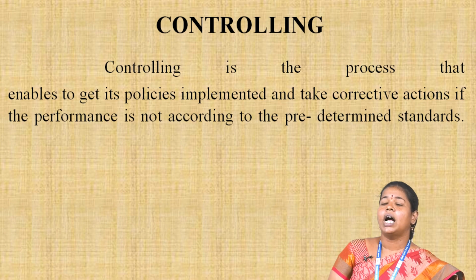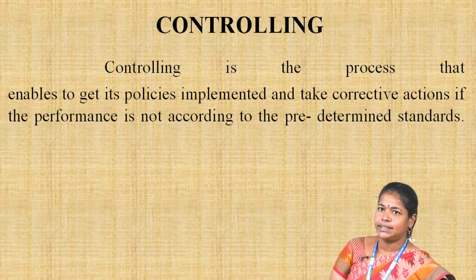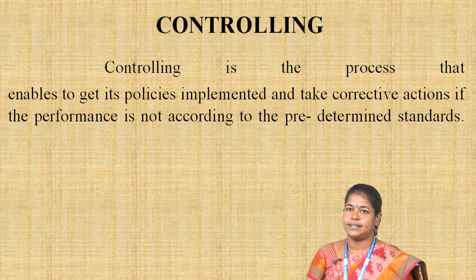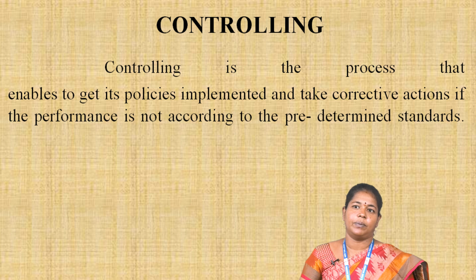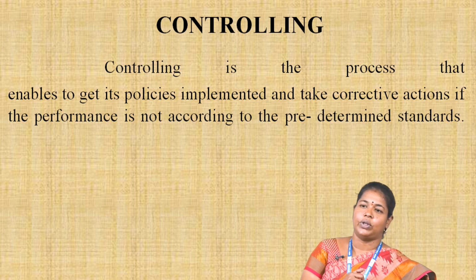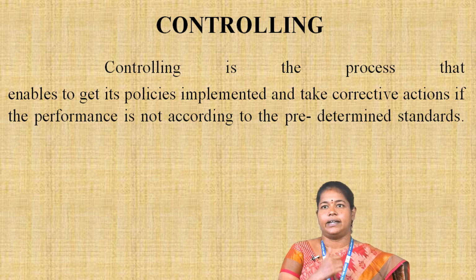Controlling. Controlling is the process that enables an enterprise to get its policies implemented and take corrective action if the performance is not according to the predetermined standards.